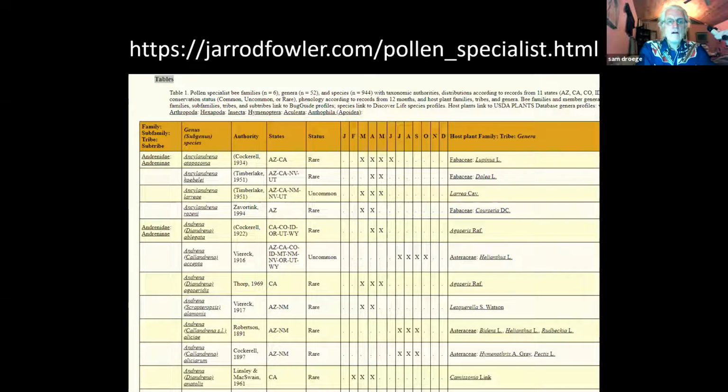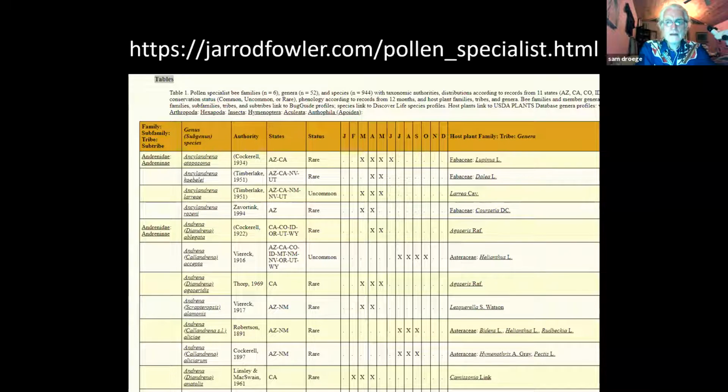And what you have is on the left, and you can do some primitive sorting of these things. On the left-hand side are the bee species, and then it has what states they occur in and their general status. And then on the right-hand side, the genus. So we just don't know enough about species.